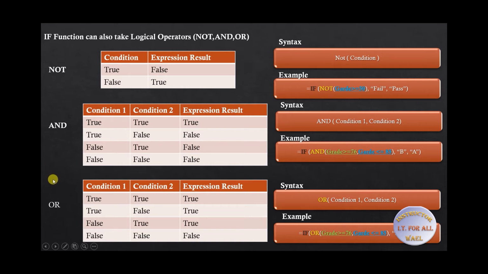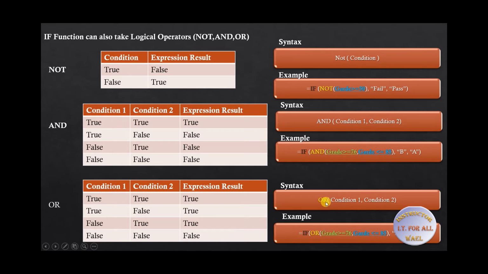OR is a little different. Basically, it's the opposite of AND. So if we have true or true, it's going to be true, because if either one is true, the result is going to be true. The same here, true and true or false is going to be true. False or true is going to be true. But when we have false or false, it is going to be false.